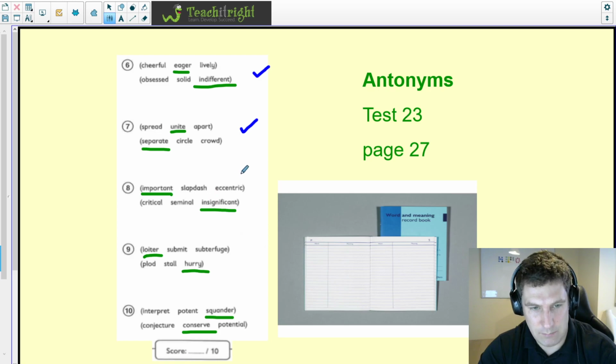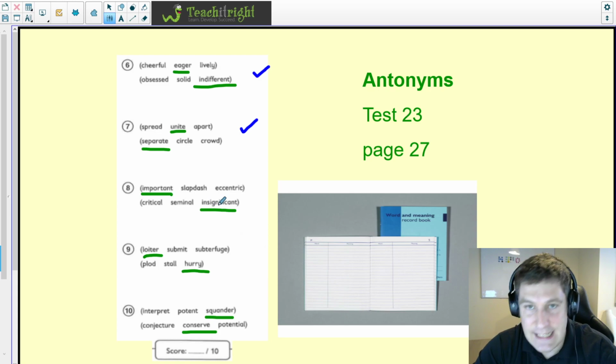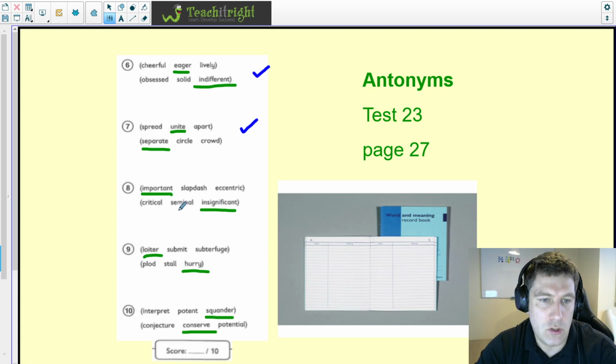Slapdash is when you do something slapdash, do it quickly without much thought. Eccentric, it's kind of unusual. Seminal, which you may not have heard before, is strongly influencing later developments. Seminal, that's a new word. It was actually a bit of a new word to me, actually, seminal. I'm going to circle that one.